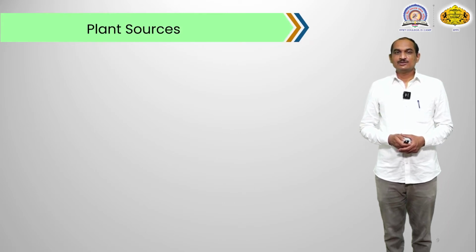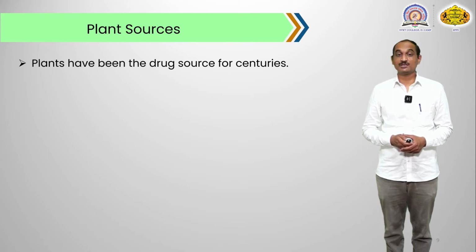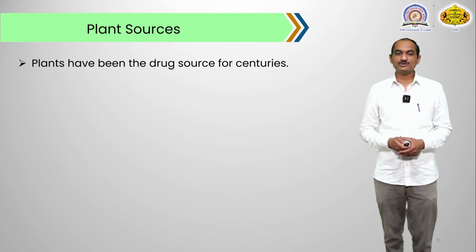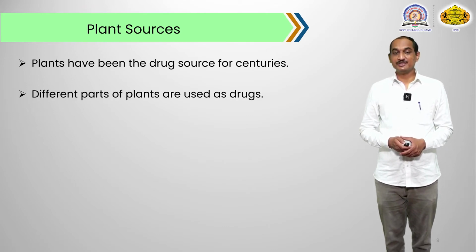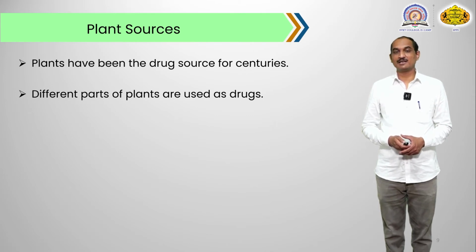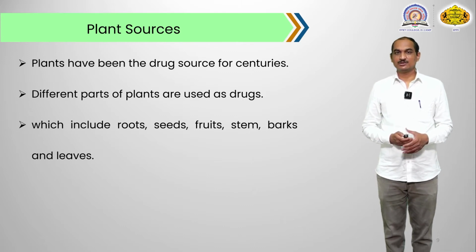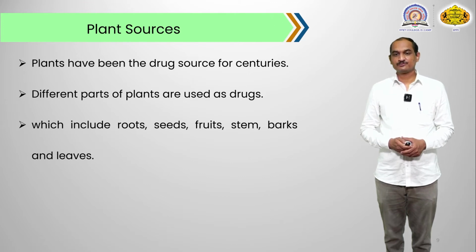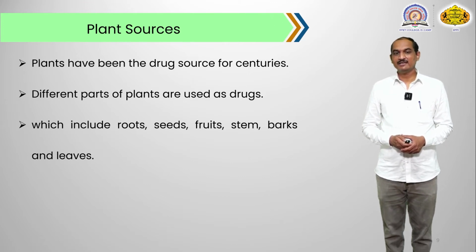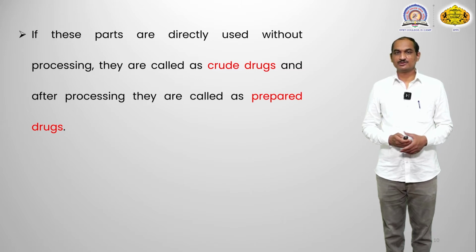Out of the different sources, first we discuss the plant sources, the drugs obtained from plant sources. We know that plants have been drug sources for centuries, and different parts of the plant are used as drugs. In that, we include the roots, seeds, fruits, stem, barks, and leaves also. So these are the different parts from which we can isolate the drug molecule, or we can use the part directly as a drug.